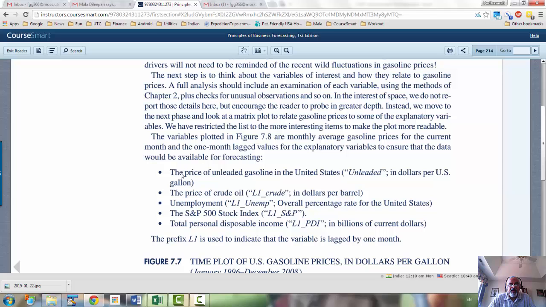Here we have the price of unleaded gasoline per gallon, and the price of crude oil, which we'll call L1 underscore crude, in dollars per barrel. You have to define the units, and the prefix L1 is used to indicate that the variable is lagged by 1 month. So the price of gasoline in February would be associated with the price of crude from January.